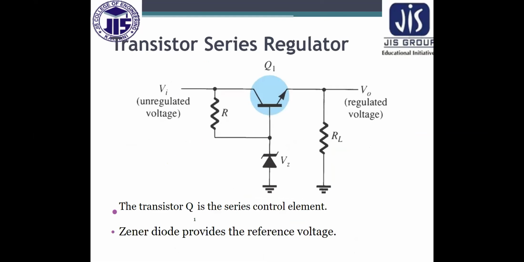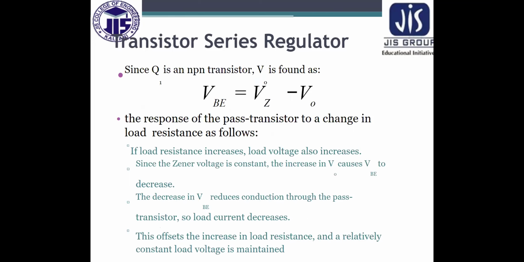This is a transistor series regulator. The transistor Q1 is the series control element, and the Zener diode provides the reference voltage. Since Q1 is an NPN transistor, VBE is found by Vz minus V output. The response of the pass transistor to a change in load resistance is as follows.